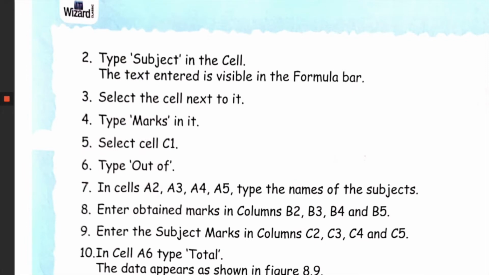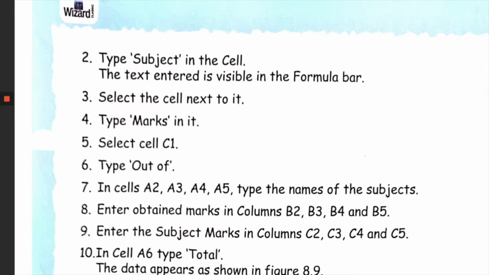Once you have selected the cell, you need to type subject in the cell. The text entered is visible in the formula bar. Whatever you type inside the cell will be seen in the formula bar. Select the cell next to it. Then you have to move to the next cell. Type marks in it. Select cell C1 and type out of.